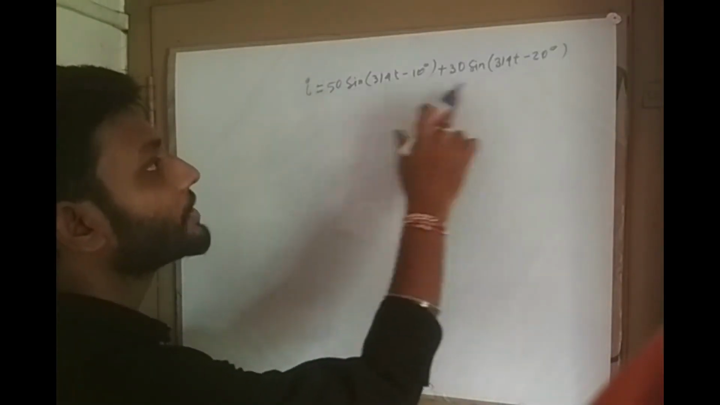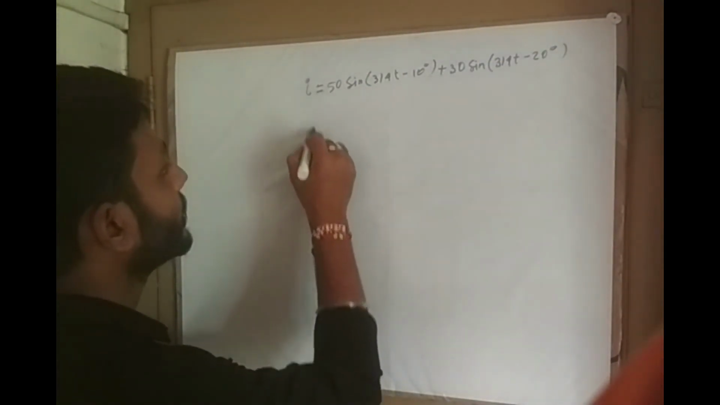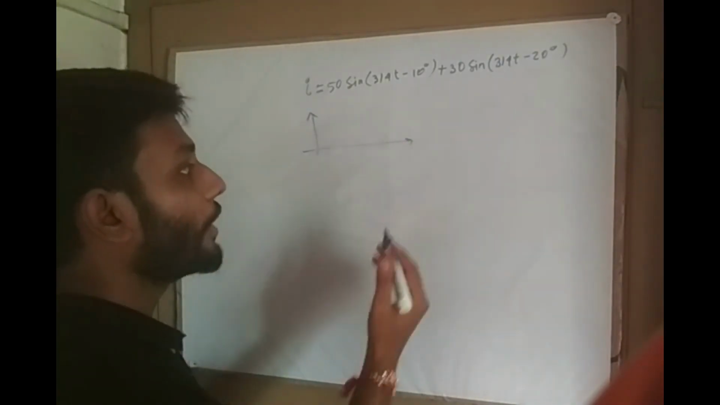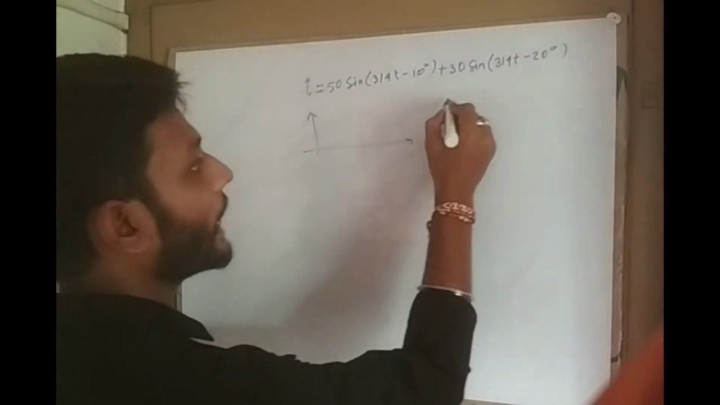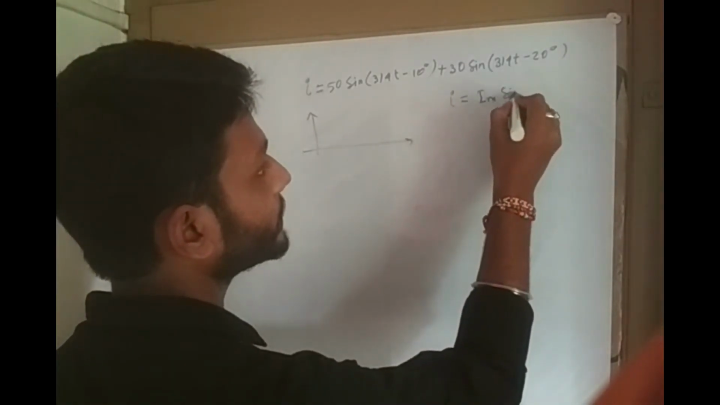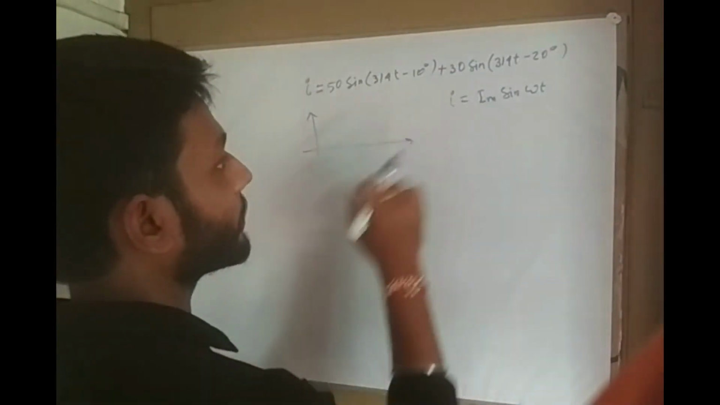Instead of giving this type of current equation, the current may be given in terms of any wave shape. Suppose I value may be given as I equal to Im sin omega t. Okay, this is the equation.